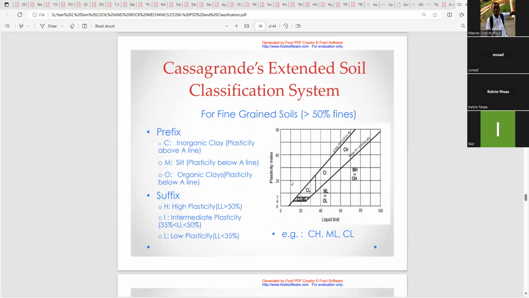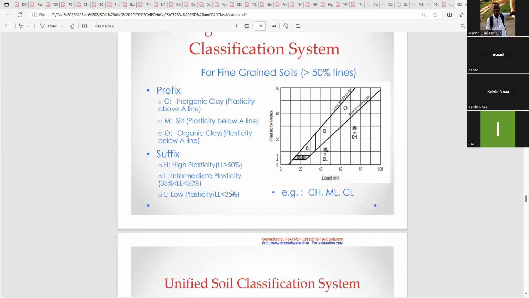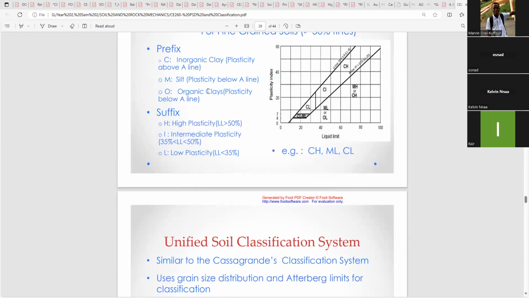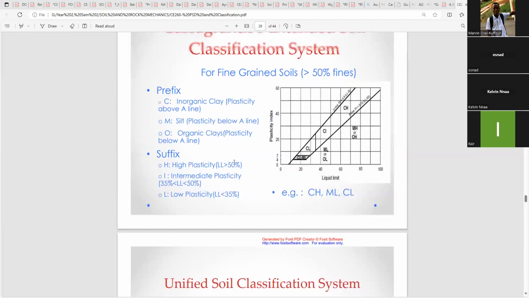So with that, we have a chart we use to do the classification. We won't go much deeper into it because that's not the focus for today. It is a small something. You can just look at it and determine the type of soil it is.